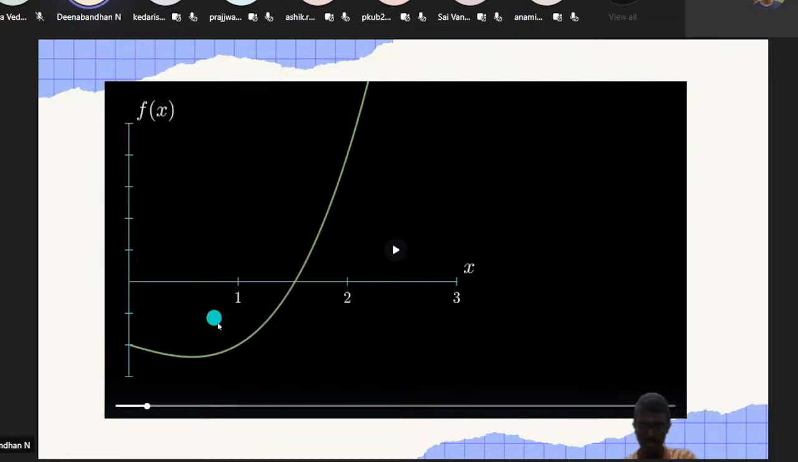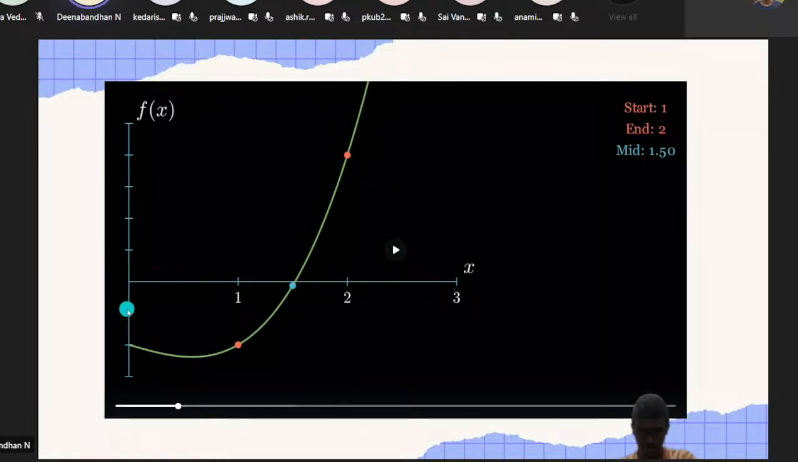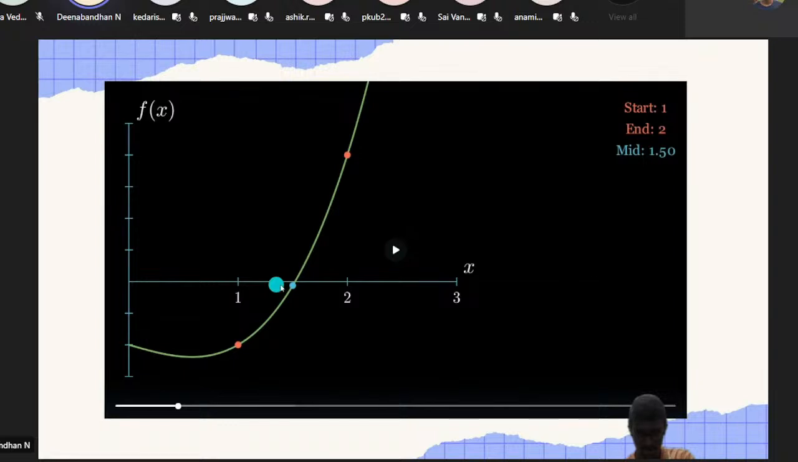So technically this is the function. Now I have taken two points, x1 equal to 1 and x2 equal to 2. This midpoint is 1.50. You can see it here as well and here as well. This midpoint is 1.50, and you can see it is so close to the x-axis, but it is on the negative part.